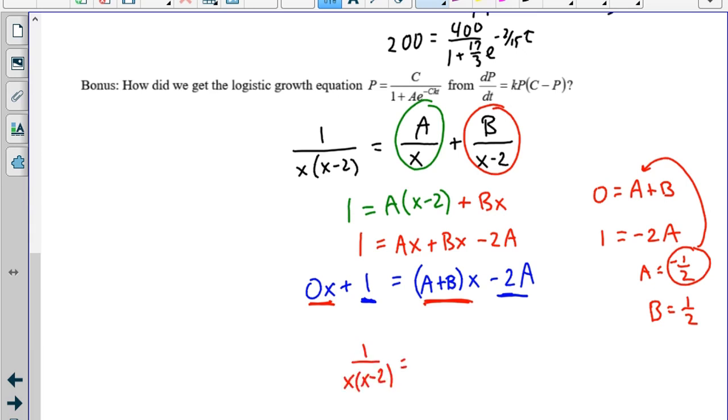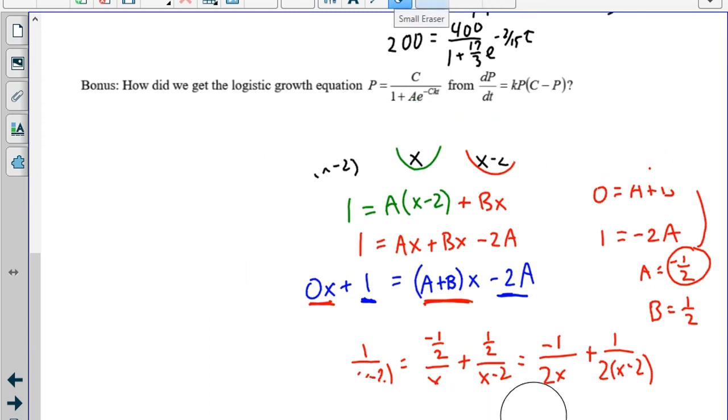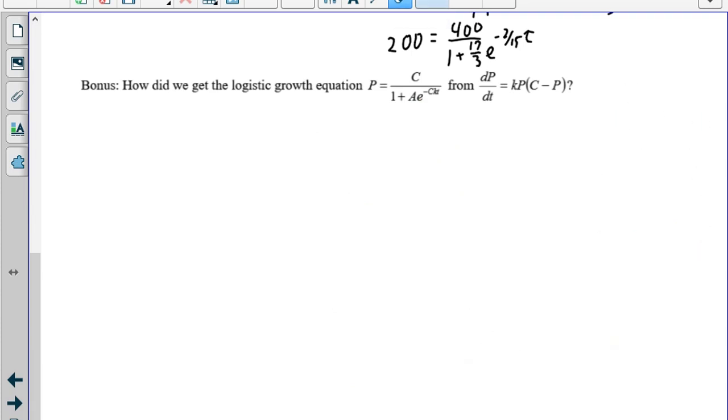So if I wanted to break this down into two different fractions, I can say that 1 over x times (x minus 2) is equal to negative 1/2 over x plus 1/2 over (x minus 2), which I could also write as negative 1 over 2x plus 1 over 2 times (x minus 2). So that is how you do partial fraction decomposition in its most basic form. Now that we have reviewed that from honors pre-calculus, and I know there's a lot more to it, when we do it as a separate topic we'll talk a lot more about it.